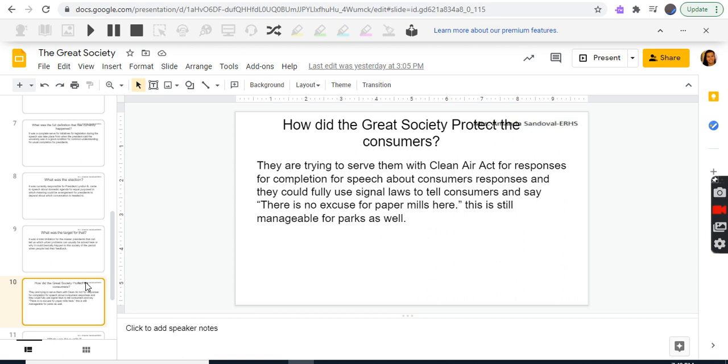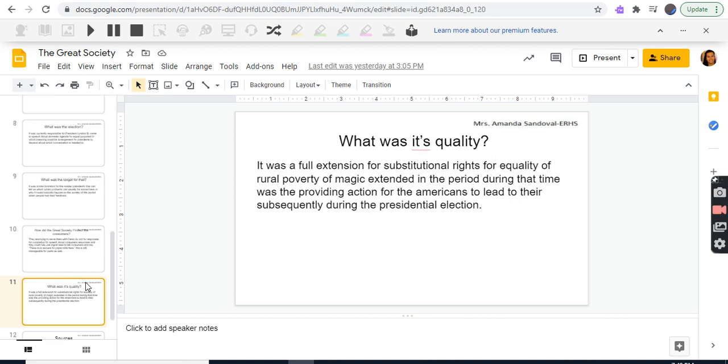How did the Great Society protect the consumers? They were trying to serve them with the Clean Air Act, with responses for consumers. They could fully sign laws for consumers and say, hey, there's no excuse for paper mills here. This is still manageable for parks as well. What was its quality? It was a full extension of constitutional rights for equality of rural property or poverty.